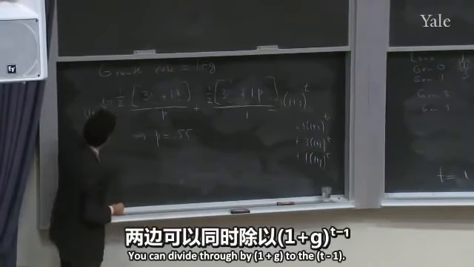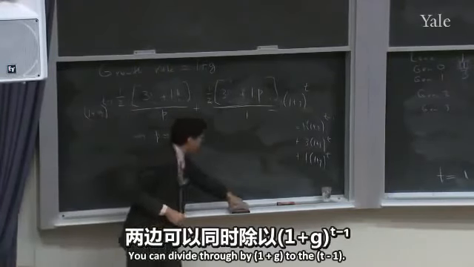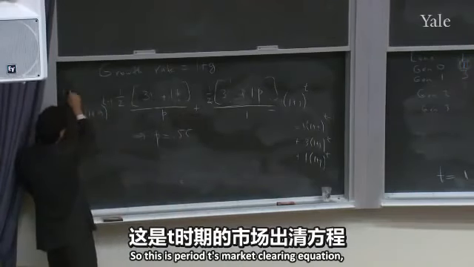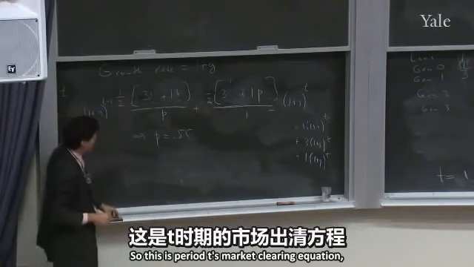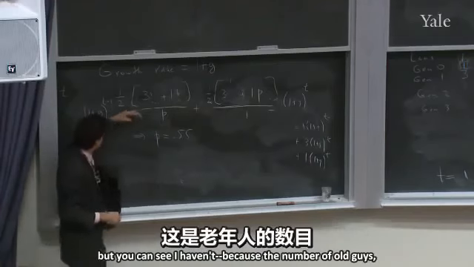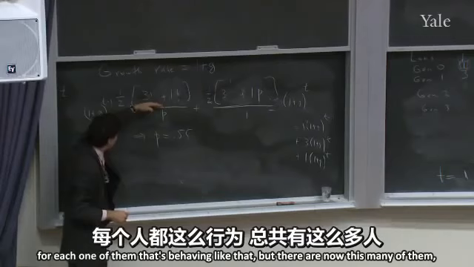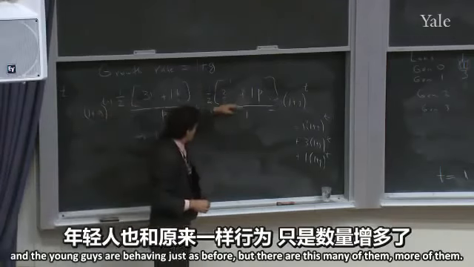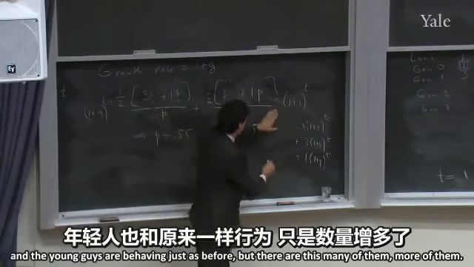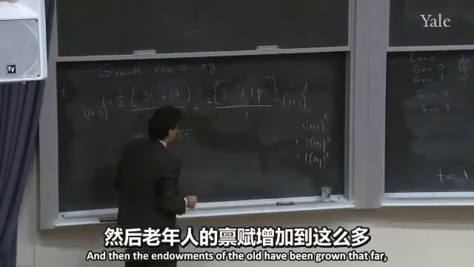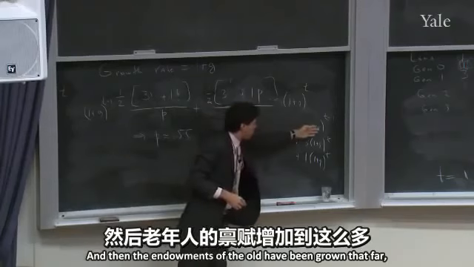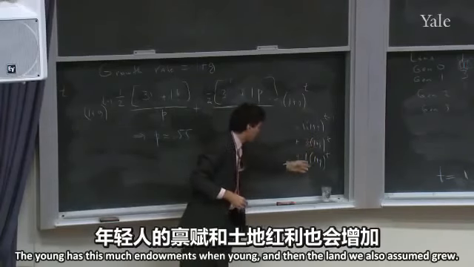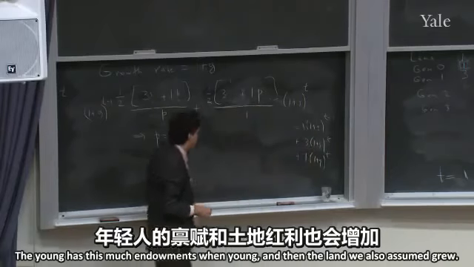And then you can divide through by 1 plus g to the t minus 1. So this is period t's market clearing equation. Each of the old guys is behaving like that, but there are this many of them. And the young guys are behaving just as before, but there are this many, more of them. And then the endowments of the old have been grown that far. The old generation has this many endowments. The young has this much endowments when young. And then the land, we also assumed, grew.